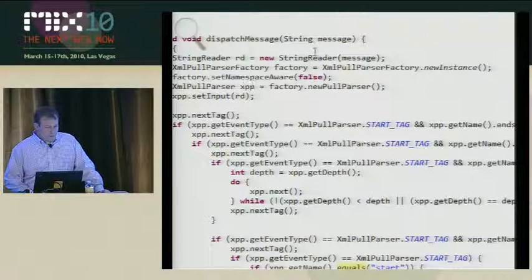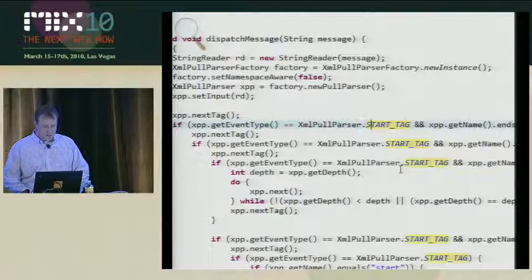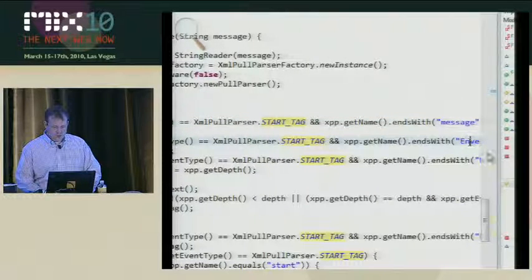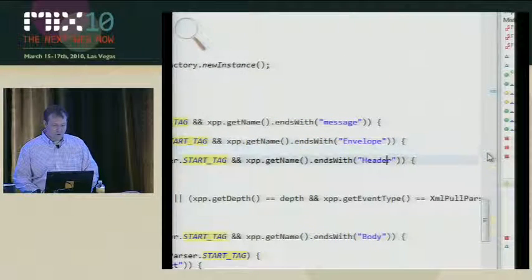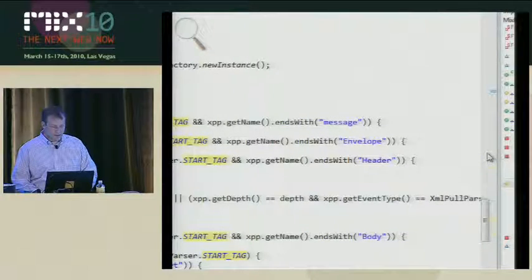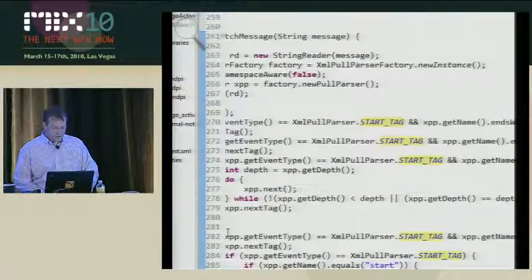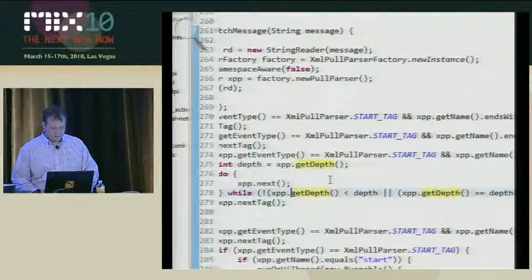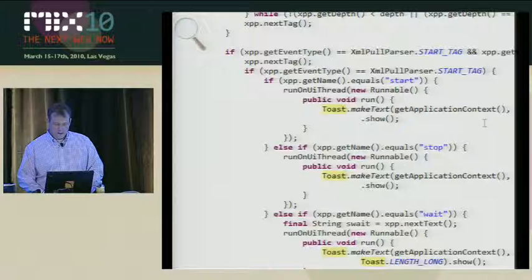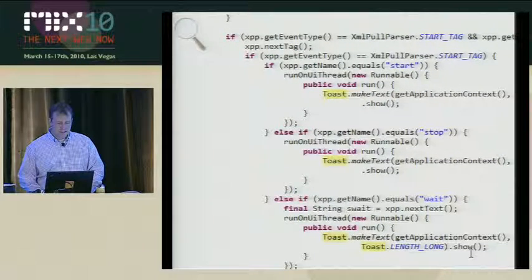So we set up the parser here. And now I parse into the document, and I see this is an XMPP message stanza containing a SOAP envelope, containing SOAP headers, containing a SOAP body, and here are my messages that I have. They're called start, they're called stop, and they're called wait.